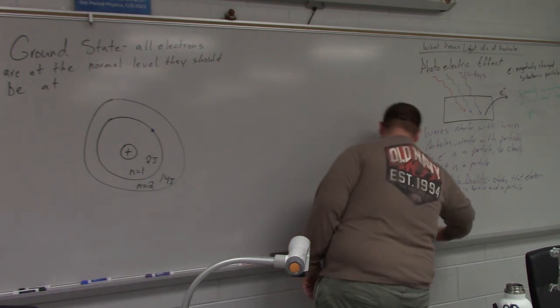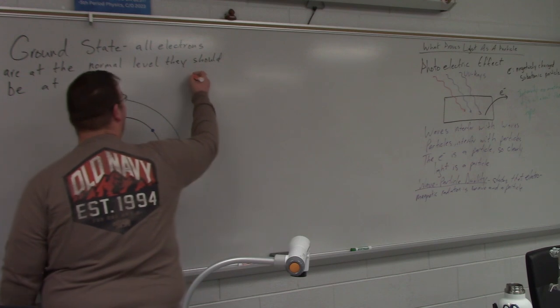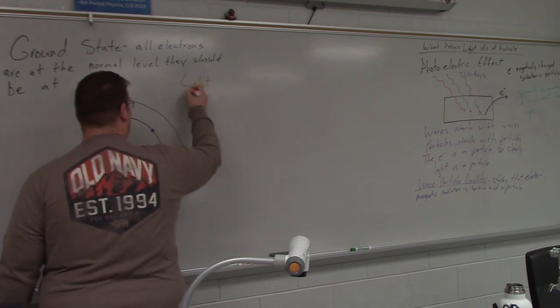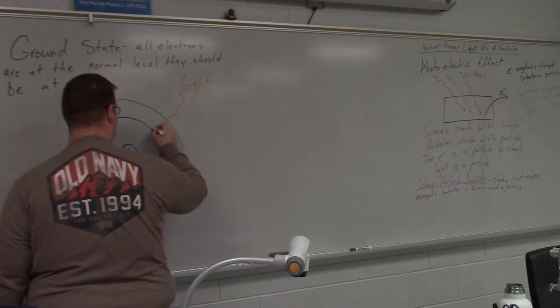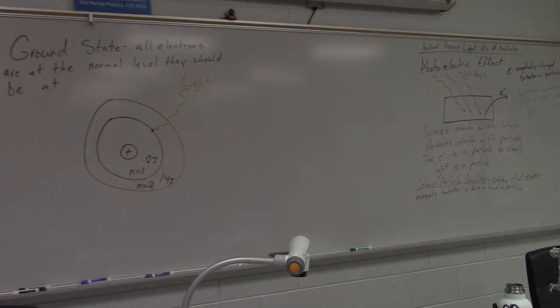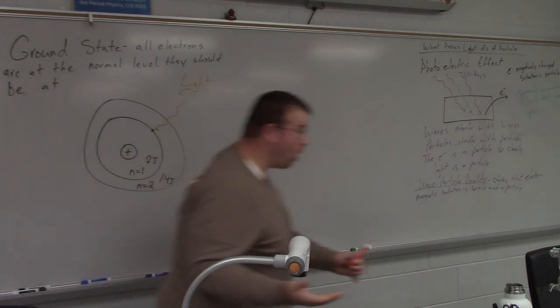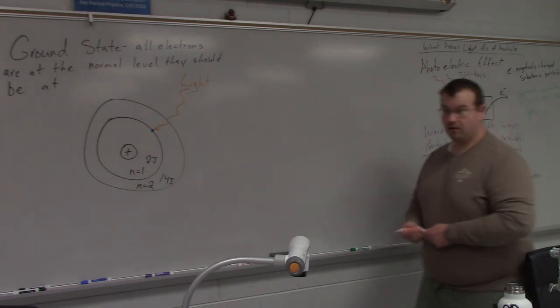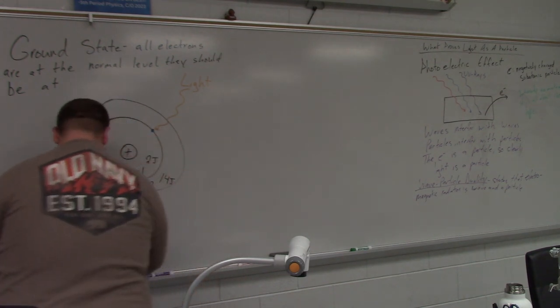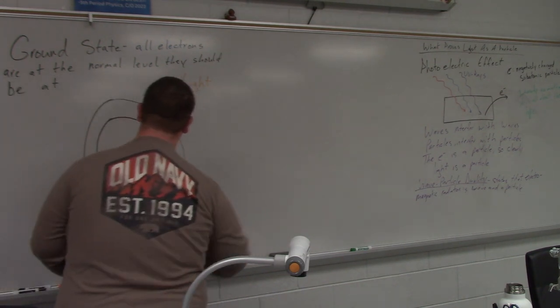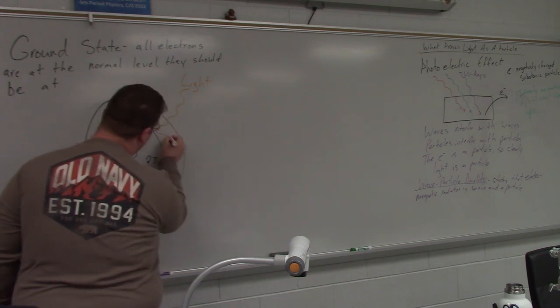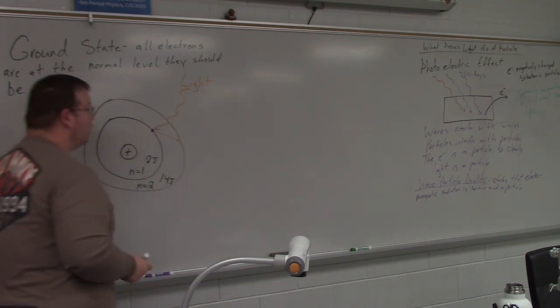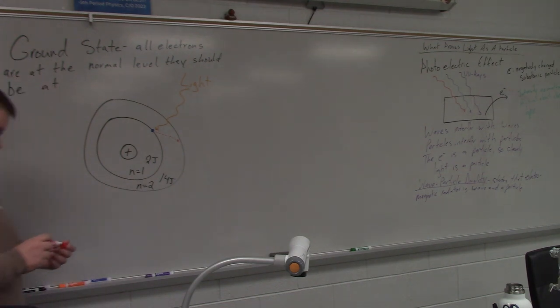I never use this orange marker. Let me use it now. We have light. And light comes in. What's light? Photons. Quantums of energy with no mass. So we got energy coming in. The energy comes in and hits the electron. Guess what happens? It went Super Saiyan. Now the electron is no longer here. It comes up to the second energy level.